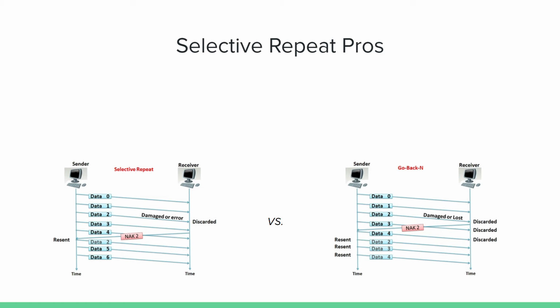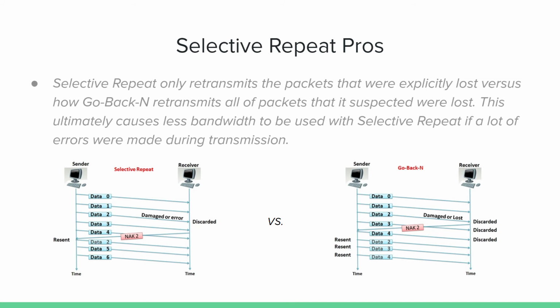I am here to discuss the pros of selective repeat and the cons of selective repeat, and when and why you should use them. Okay, to start off, selective repeat only retransmits the packets that were explicitly lost, versus how go back N retransmits all the packets that it suspected were lost. This ultimately causes less bandwidth to be used with selective repeat if a lot of errors were made during the transmission, and this is a big pro for selective repeat.